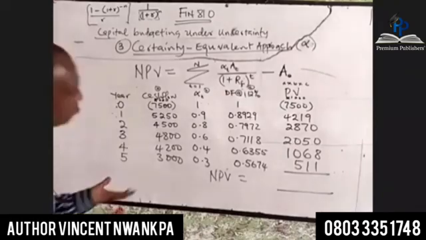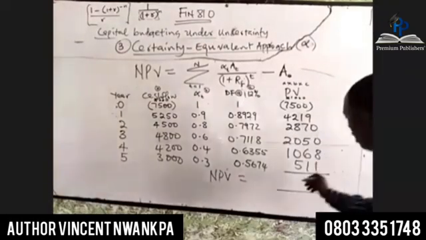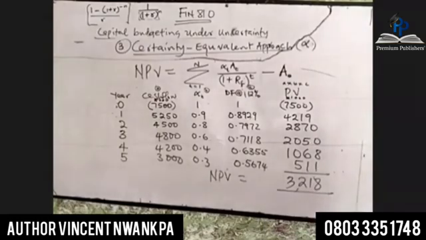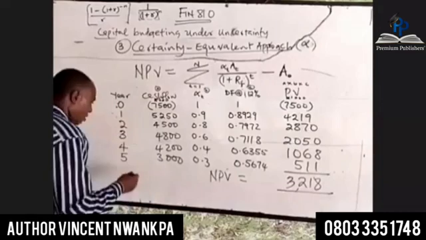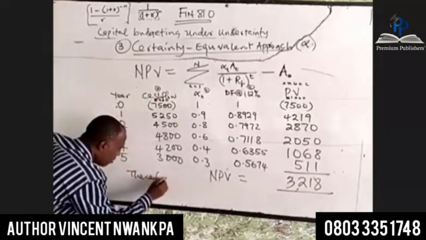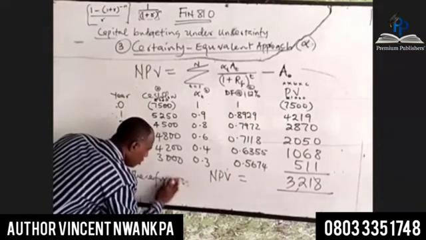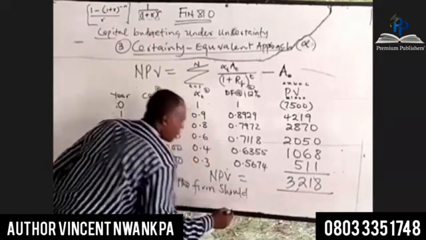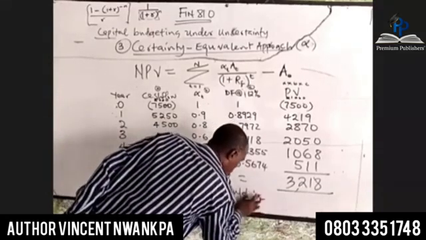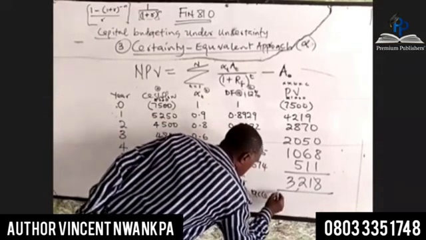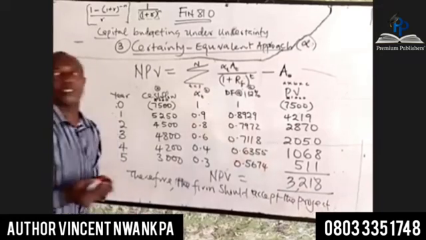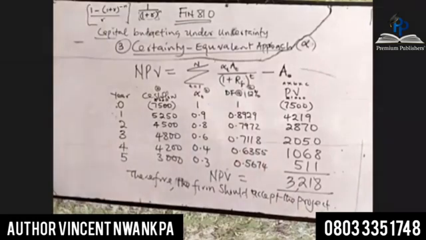The NPV is 3,218, and it's positive. We should invest. Therefore, the company or the firm should accept the project. That is it. Any questions?